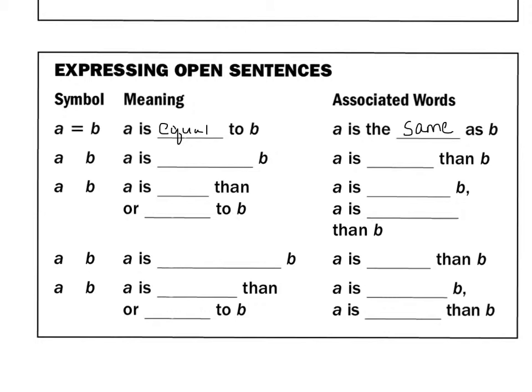And the next one, my notes are missing the symbols. Your notes may as well. Make sure you add them in if it's not there. This is supposed to be a less than symbol. So we read that A is less than B. And we can say A is fewer than B as an associated word.